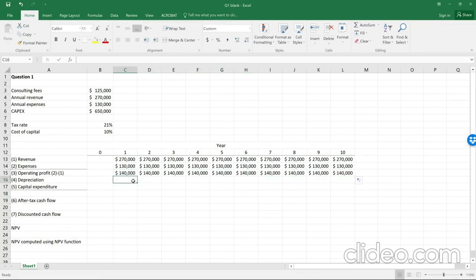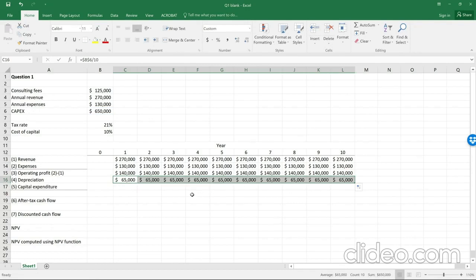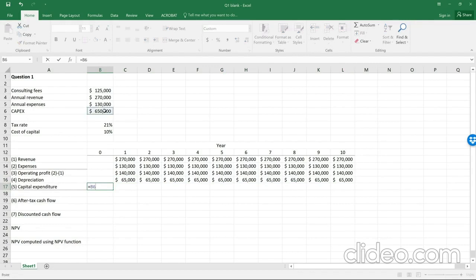Now next, we need to compute annual depreciation expense. The question tells us that capital assets will be depreciated using the straight-line depreciation method over the next 10 years. So to compute the annual depreciation expense, we take capital expenditure and divide it by 10. So every year, depreciation expense would equal $65,000. Capital expenditures occur only in year zero. That's when we buy restaurant equipment.